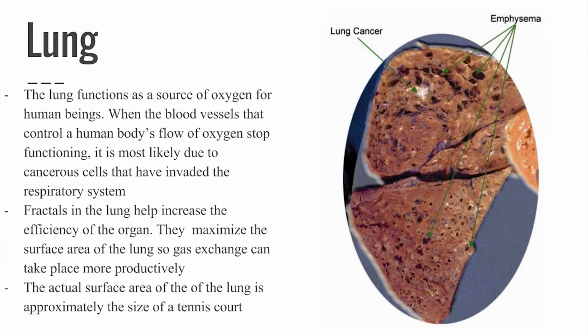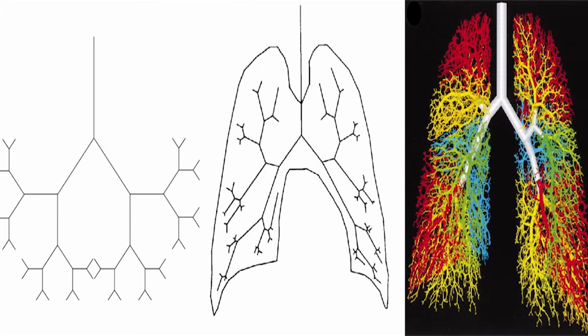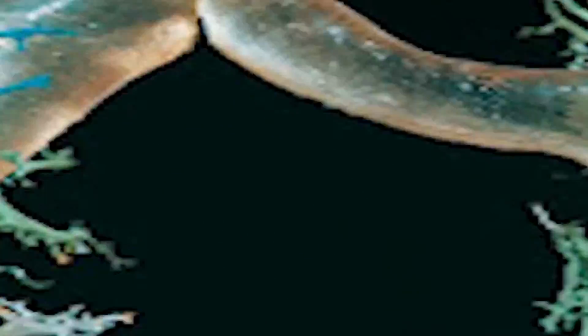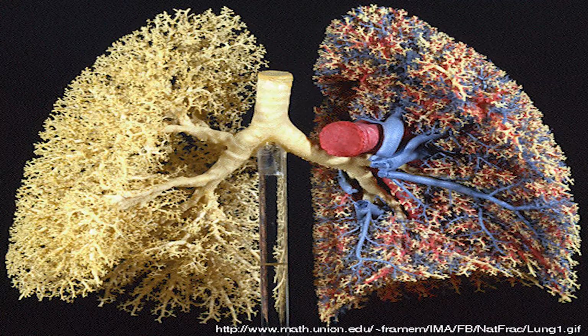The lung functions as a source of oxygen for human beings. When the blood vessels that control a human body's flow of oxygen stop functioning, it is most likely due to the cancerous cells that have invaded the respiratory system. Fractals in the lung help increase the efficiency of the organ. They maximize the surface area of the lung so gas exchange can take place more productively.